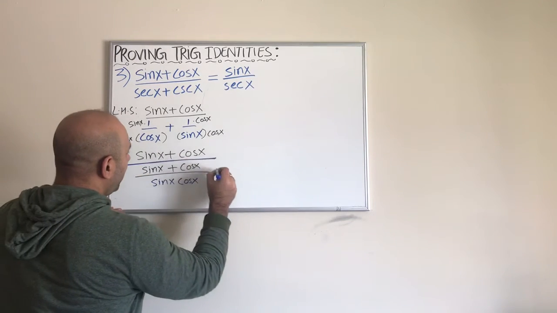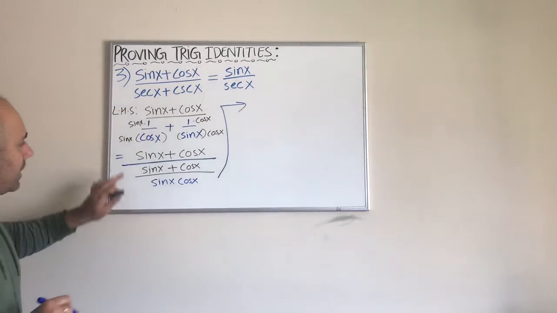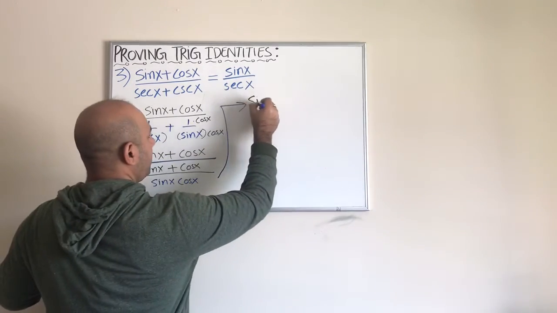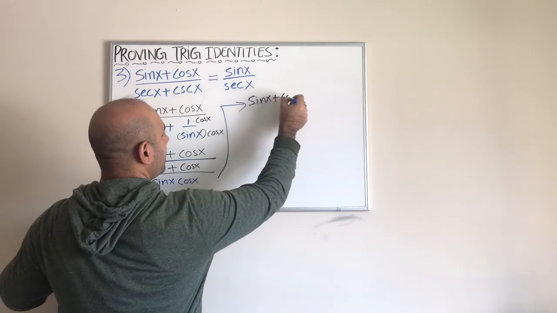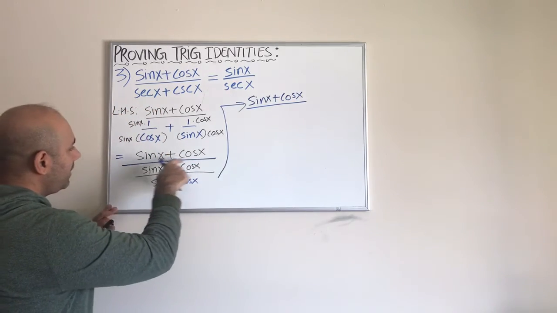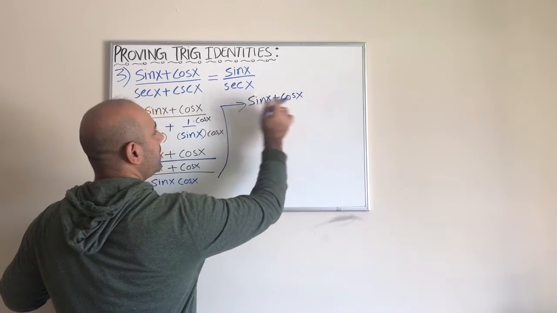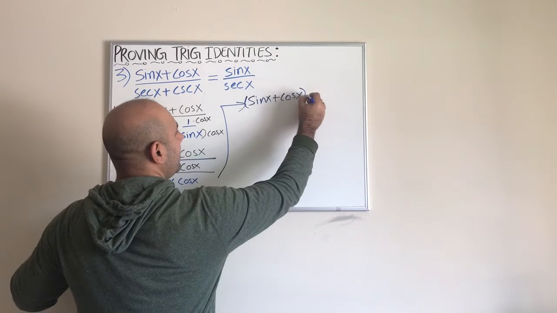Now let us see where we can go from here. Guys, from here, what we can do is simply write sine x plus cosine x, which is the numerator, divided by, now this division, I'm going to change it to a multiplication. Sorry about this. Let's put it in the parentheses, times.